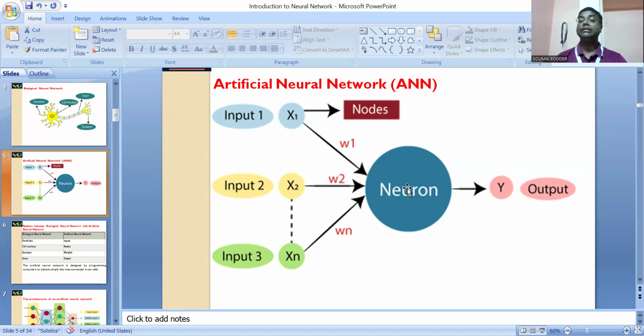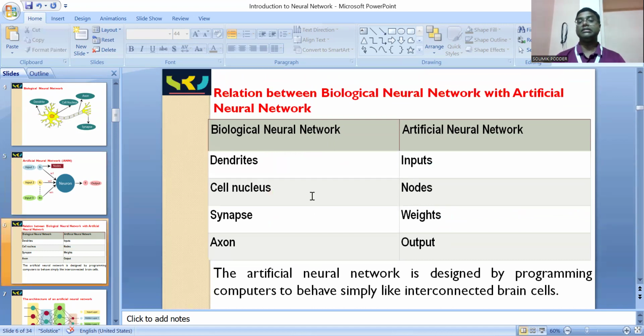In the neuron, there are some activation functions. That means it will activate the input signals to produce the desired output. Or better, I can say the activation function is some nonlinear mathematical function that can stimulate the neuron to produce the desired output.